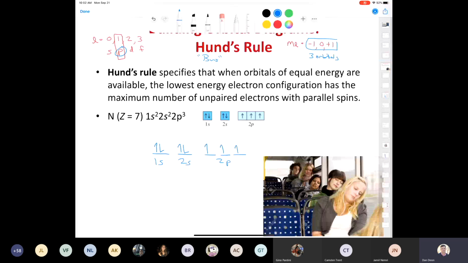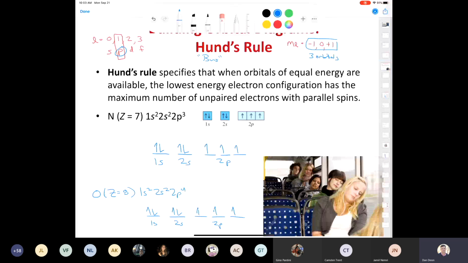Let's say we had oxygen. Oxygen has 8 electrons, and it's 1s2, 2s2, 2p4. And we'll get to that in a second. So we have 1s, 2s, and the 2p. So 1s2, 2s2, and then 2p. So we have 1, 2, 3, 4, 5, 6, 7.